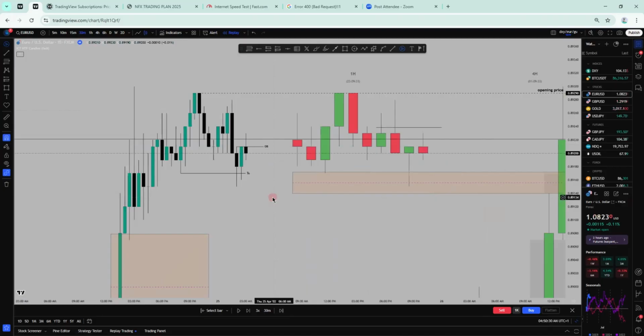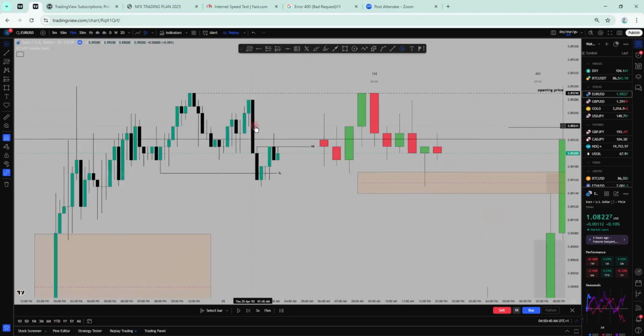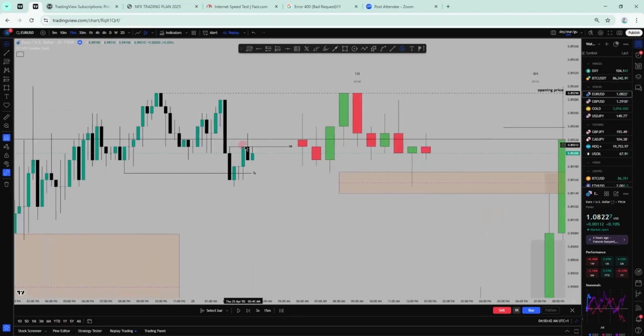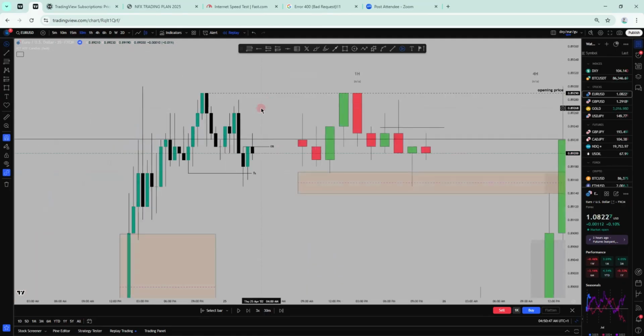Price is rejecting that area. Now, at this point, you can be looking at the 15 minutes to see if price has closed above this 30 minutes. Still, price did not close above the 30 minutes, so there's no confirmation yet. Let's see what happens.